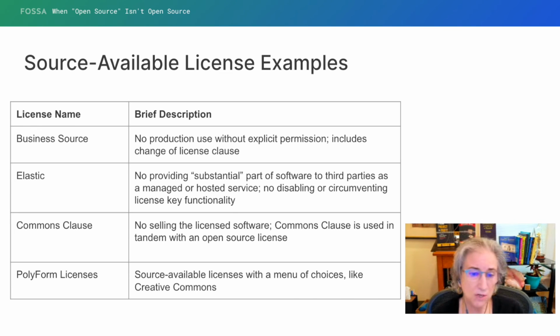So I would say that Business Source predated a lot of these other licenses by quite a bit. Elastic is one of the more recent ones. And then in between those two is Commons Clause. I would say Commons Clause ended up being more like a thought experiment than something that a lot of people use. It's actually a kind of an addendum to an open source license.